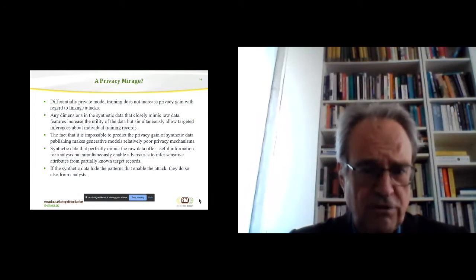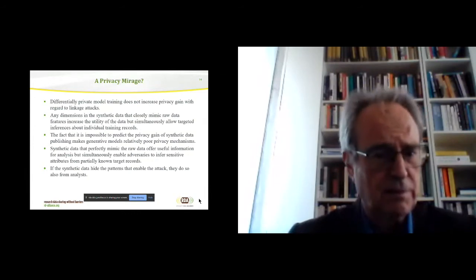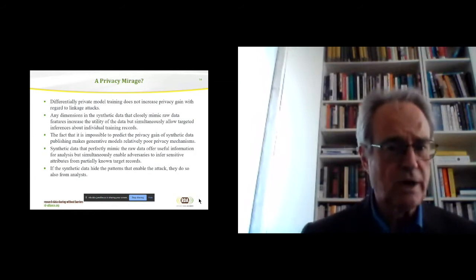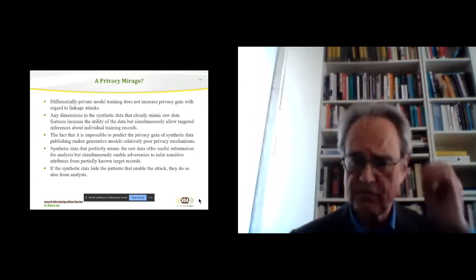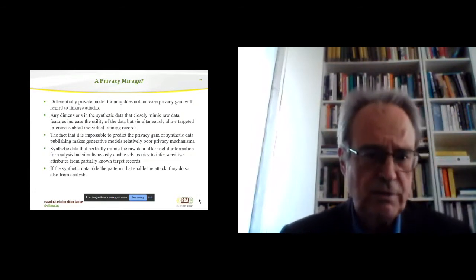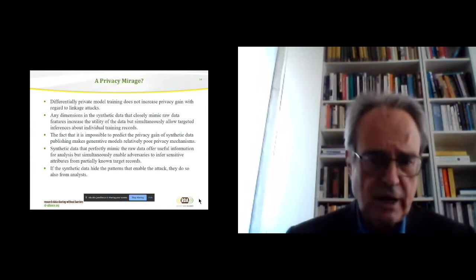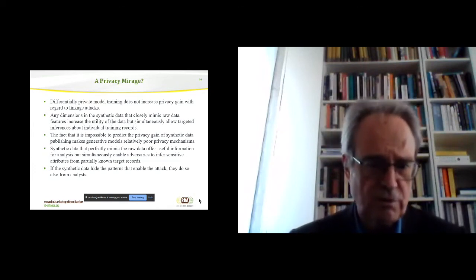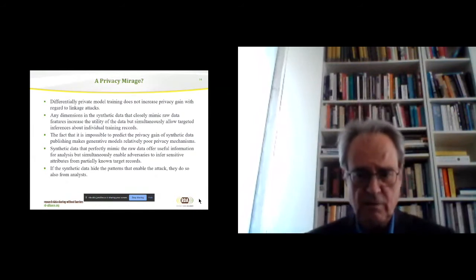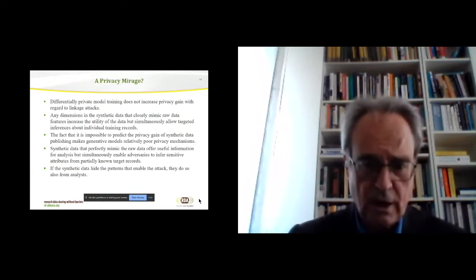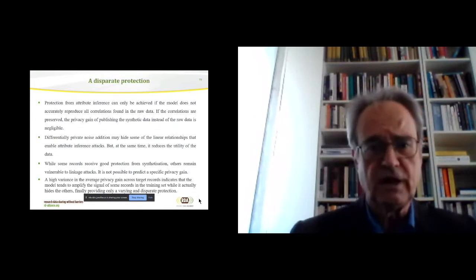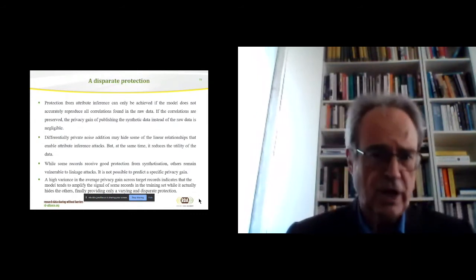The fact that it is impossible to predict the privacy gain of synthetic data publishing makes generative models relatively poor privacy mechanisms, according to them. Synthetic data that perfectly mimic the raw data offer useful information for analysis, but simultaneously enable adversaries to infer sensitive attributes from partially known target records. If the synthetic data hide the patterns that enable the attack, they do so also from analysts. And so they come to the conclusion that synthetic data just offer a disparate protection.